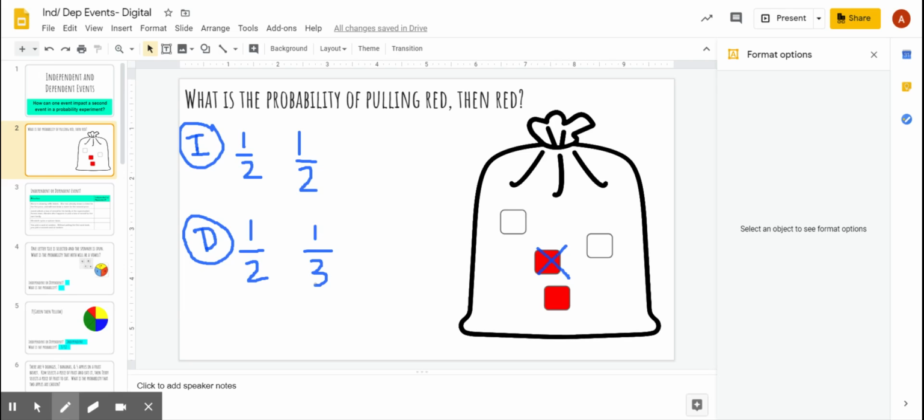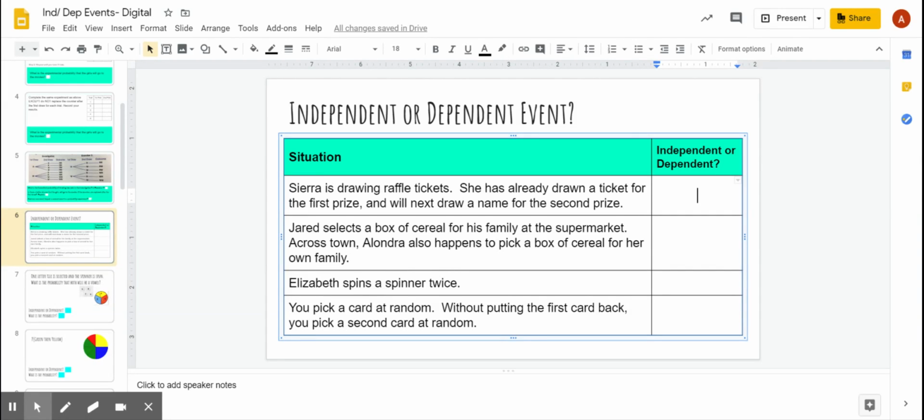Okay, so now let's decide if these are independent or dependent events. Remember, independent, the 2 events they don't affect each other. For dependent, the first event changes the possibilities for the second event. So Sierra is drawing raffle tickets. She's already drawn a ticket for the first prize and will next draw a name for the second prize. These 2 are dependent because when she draws that first name out, it's gone. She's not going to put that ticket back in there. So that person is not available to get second prize as well.